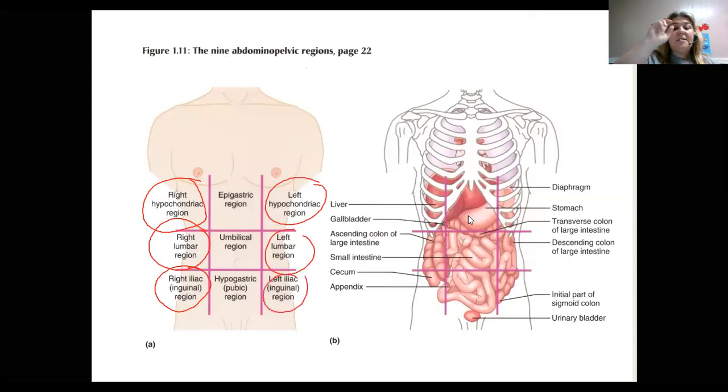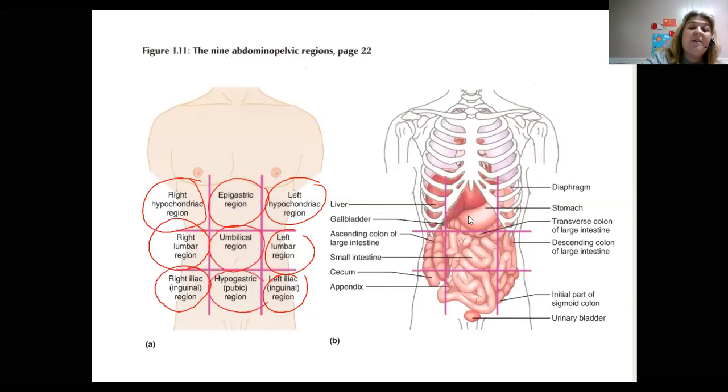Now, some of y'all that are really smart may have stopped and went, hold on, that's not the right and that's not the left. Those are opposite. They are based on the patient's point of view. It's not all about you, it's about the patient. So when we say right hypochondriac, it's not on your right side, it's the patient's right side. Then along the middle, we have the epigastric, umbilical region, and hypogastric. Okay. And those are your abdominopelvic regions.